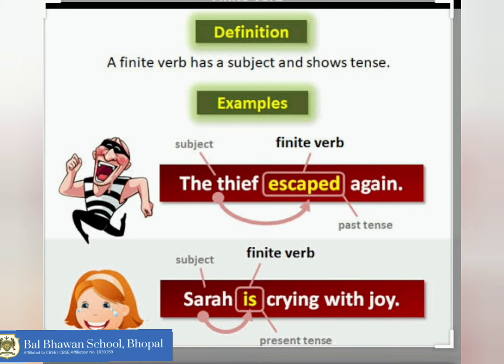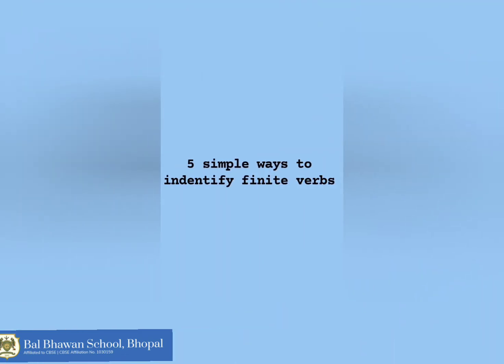Look at these sentences. The thief escaped again. Here, the word escaped is the finite verb. Sarah is crying with joy. So here, the helping auxiliary verb is the finite verb. Now, how will you identify finite verbs? Well, children, here are 5 simple ways to identify finite verbs.